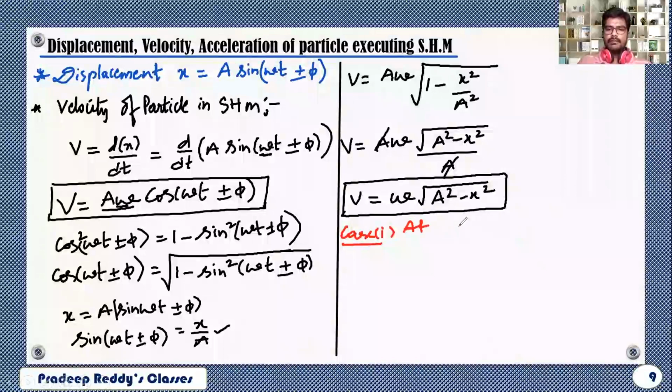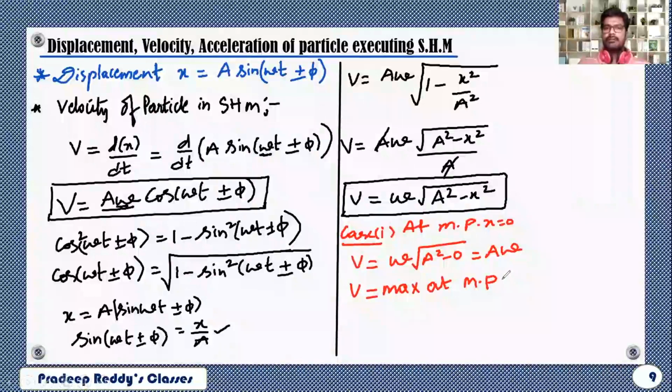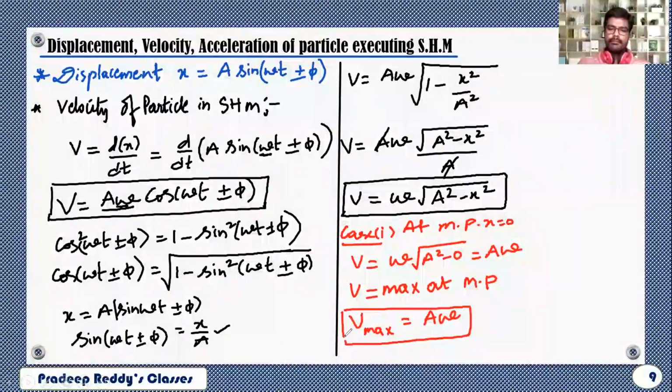At mean position, x is equal to 0. At mean position x is equal to 0, how do you write this v? V is equal to omega into under root a square minus 0, which is equal to a omega. Therefore, v is maximum at mean position. Velocity of the particle is maximum at mean position and the maximum value is equal to a omega, right?